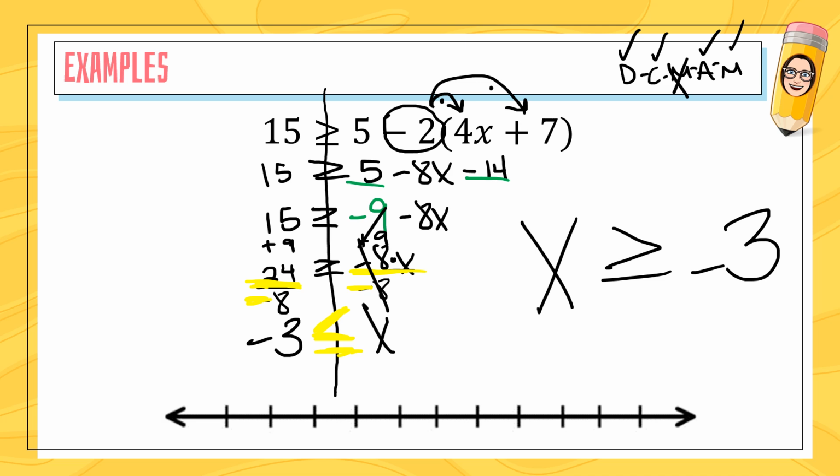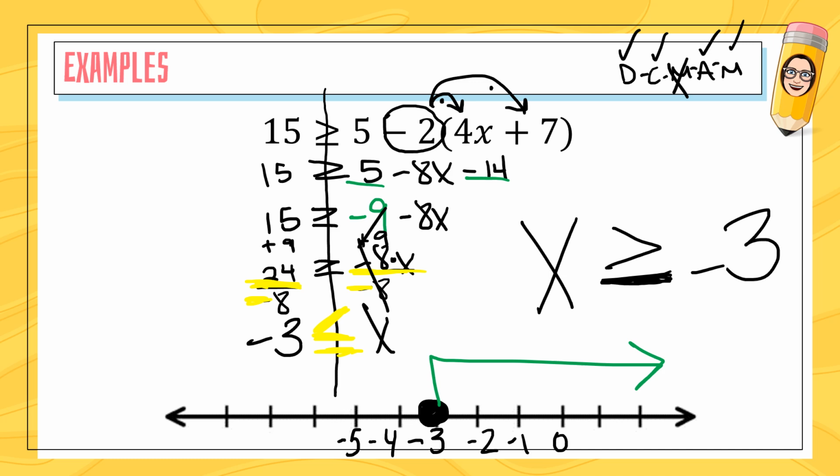All right, next, we're going to create our own number line. I'm going to say -3. If you would, please just do one number on each side, at least. If you want to do more, cool, but at least one, okay? -3, greater than or equal to means shaded. Shaded because it's got an equals bar. X is greater than. Greater means to the right.